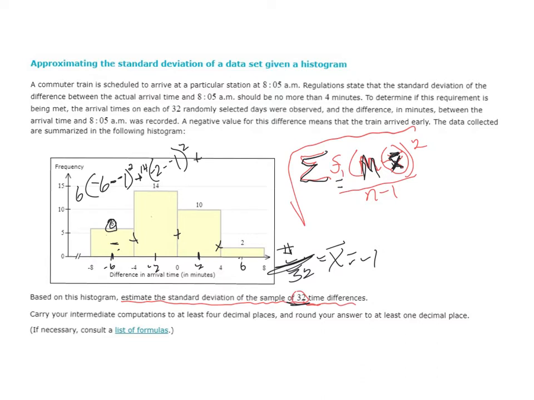Do the next bar. Frequency of that bar is 10. The midpoint is 2. Subtract the mean, square it, and lastly, I'm going to take the frequency of that last one. The midpoint is 6. Subtract the mean and square it. So I've got to add all of that up.